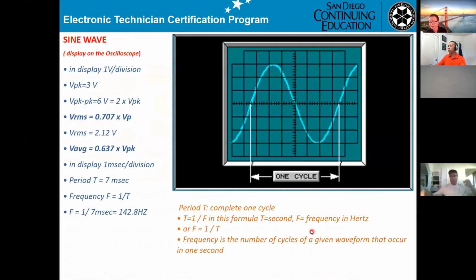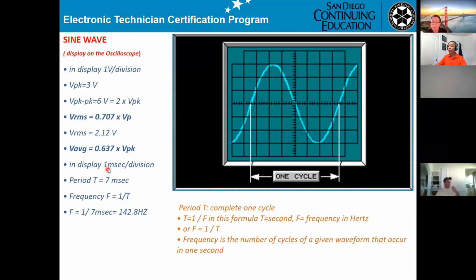Okay, so this is what we're talking about, the sine wave. You have to identify one cycle. That means from this going up, going down, going up again. That completes one cycle. And if you see the display here, you're able to tell what the period is. That means that one cycle equals the period.